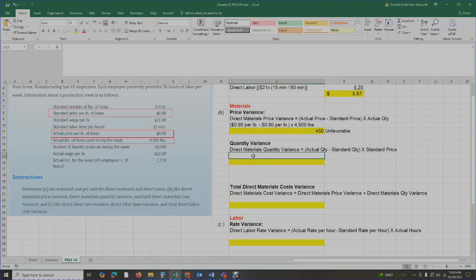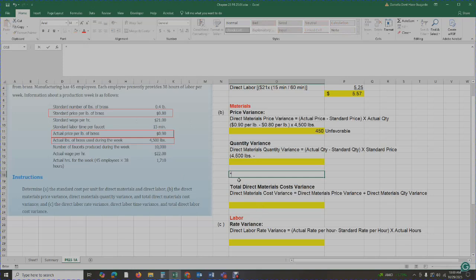Now let's figure out the quantity variance. This one deals with actual materials used. Did we use what we said we were going to use? So we're going to start off with our actual quantity, which is given. The actual number of pounds of brass used during the week is 4,500 pounds. And we're going to multiply by my standard quantity. Now, if you look on the top, the standard quantity is not given. We're going to have to calculate it.